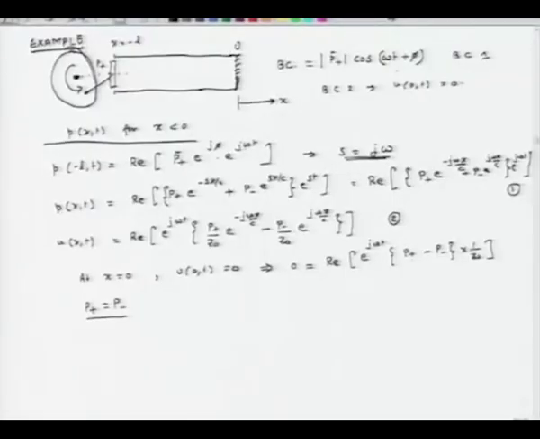So, let us label again some equations. So, that is equation 2 and equation 3. So, I am putting equation 3 back into the first equation. So, what I get is P(x,t) equals real of P plus. So, P plus here is same as P minus. So, I take P plus out, [e^(minus j omega x over c) plus e^(j omega x over c)] times e^(j omega t).